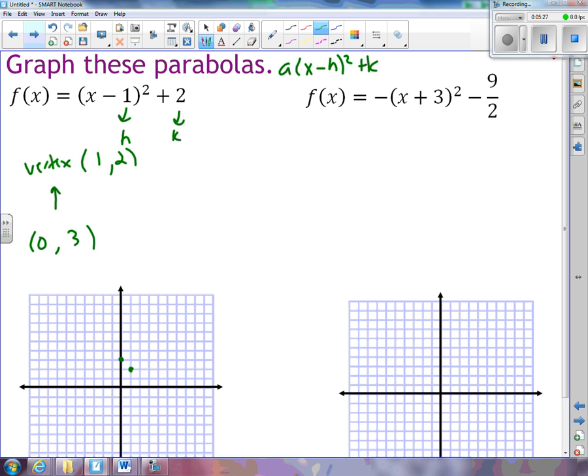Now, you know that this is the middle of your parabola because that's where the vertex is. So you can reflect that point over. That will give you a guide for exactly how wide to draw your U.